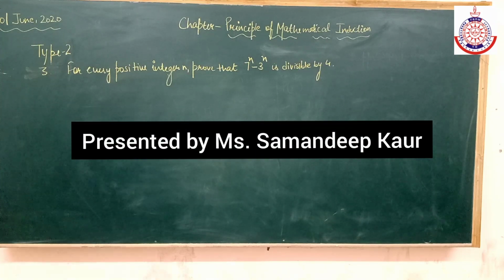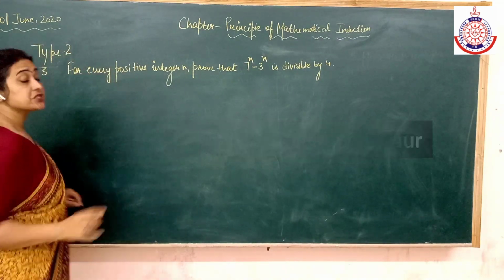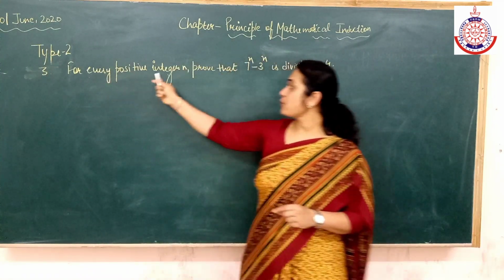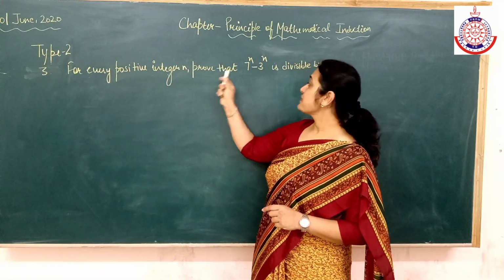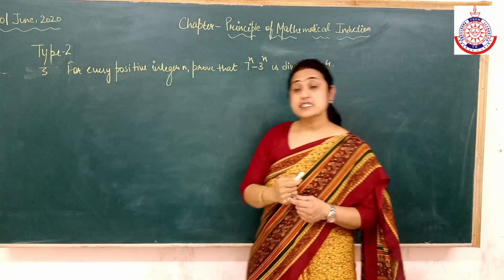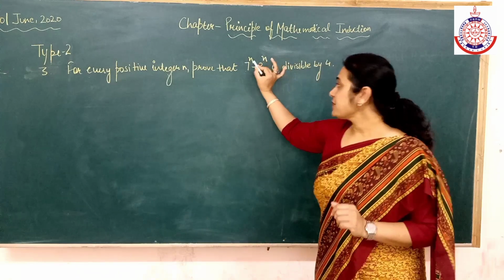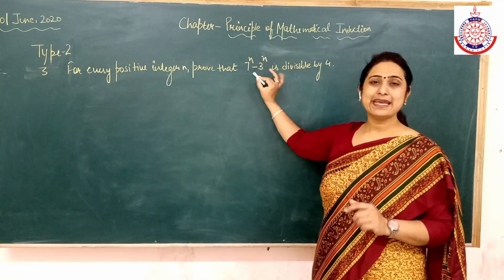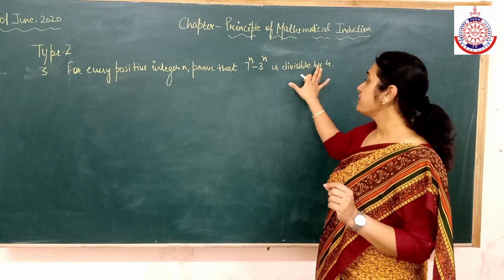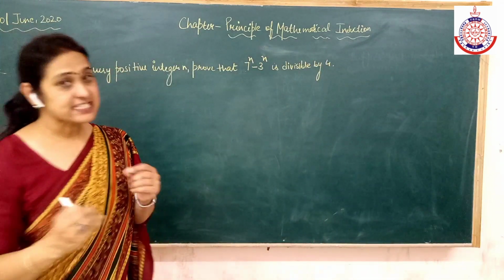Okay, let's start with type 2 questions. That is, we have to prove divisibility. What I have to prove in this? For every positive integer n, prove that the statement 7 raised to power n minus 3 raised to power n is divisible by 4. What does it mean? What I have to prove is, if I put any positive integer here, n is equals to 1, n is equals to 2, 3, 4, 5, 6, whatever the resulting number is there, that will always be divisible by 4. Is it clear? That I need to prove.